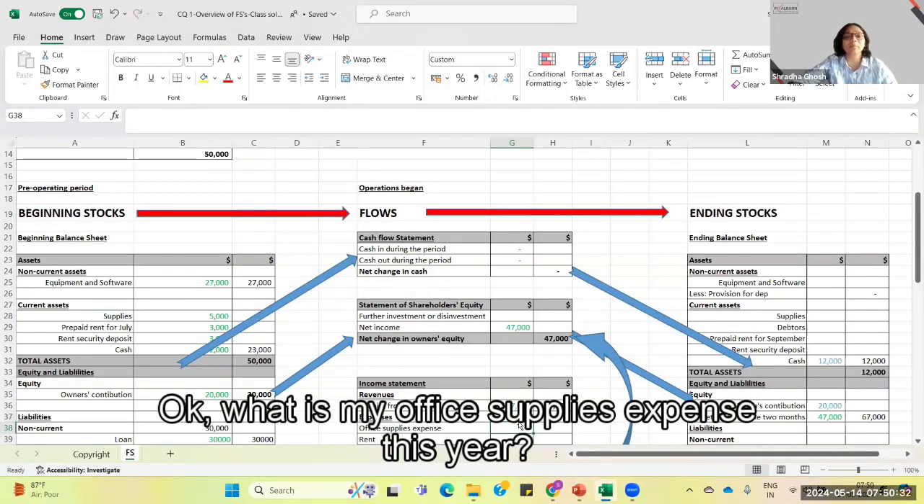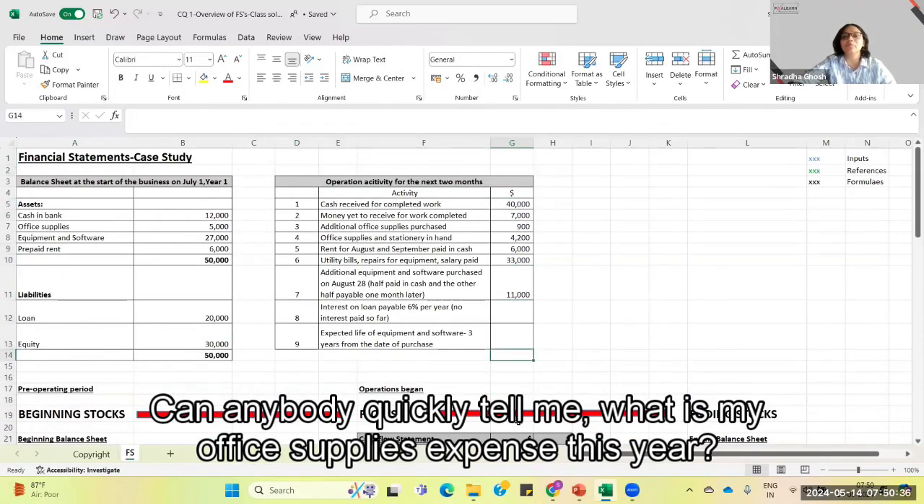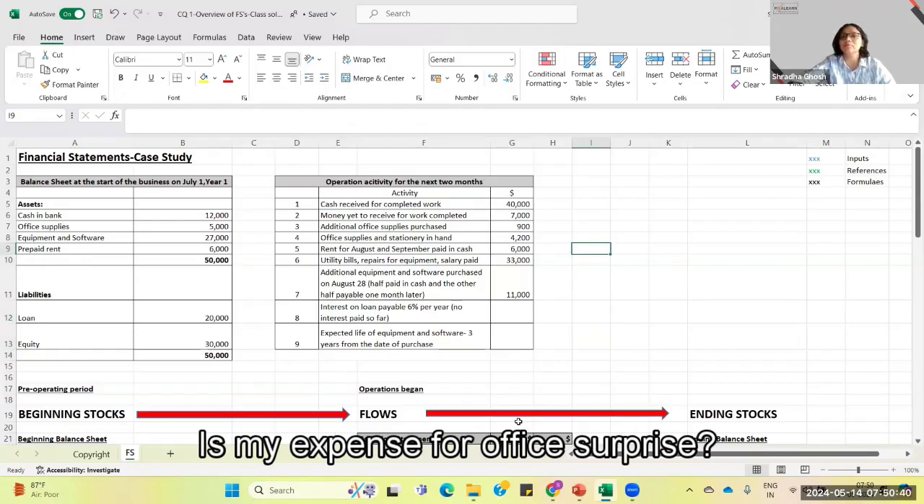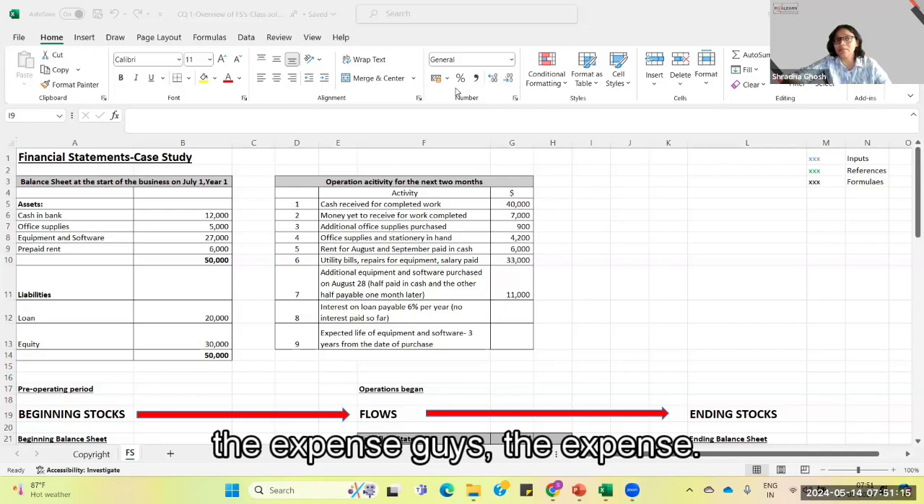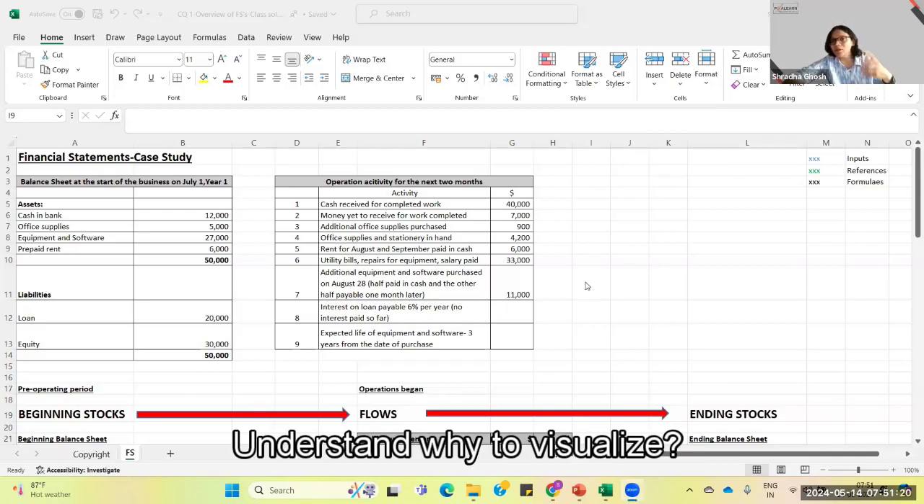What is my office supplies expense this year, guys? Can anybody quickly tell me? What is my office supplies expense this year? How much should I be saying is my expense for office supplies? Yes? The expense, guys, the expense. What is the P&L hit? See, try to visualize.